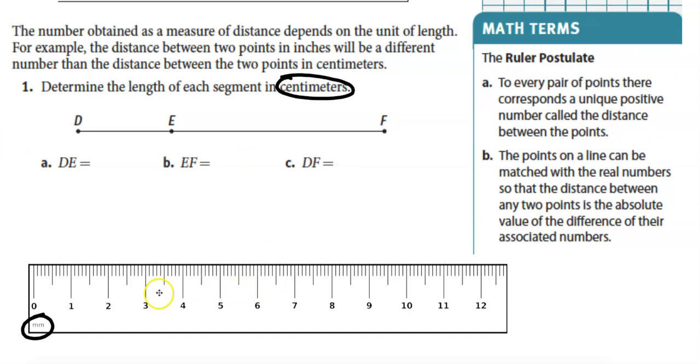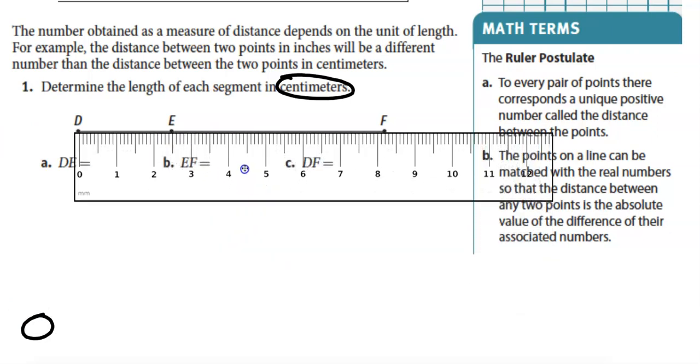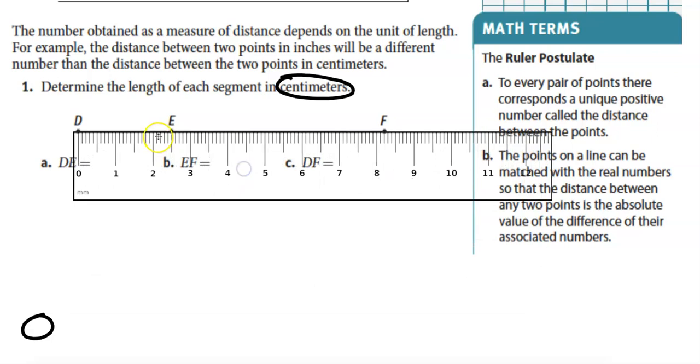So what we're going to do is take your handy dandy ruler. We're going to put point D at 0, and then ask ourselves how far did it go from D to E. So I've got 1, 2, and then a half. So that'd be 2.5.